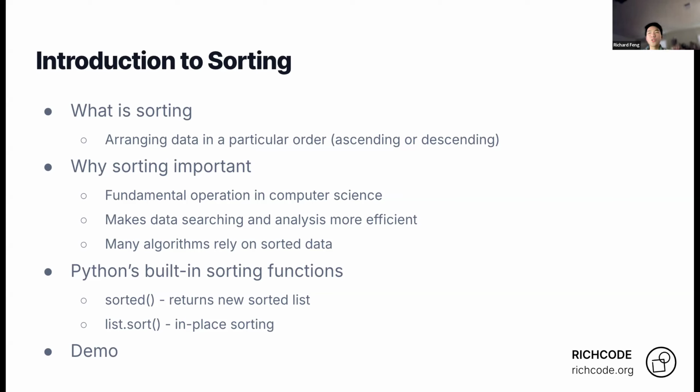The concept of sorting is very fundamental in computer science. The main purpose is to make searching for data and analyzing data a lot more efficient. That's also because many algorithms rely on using sorted data.